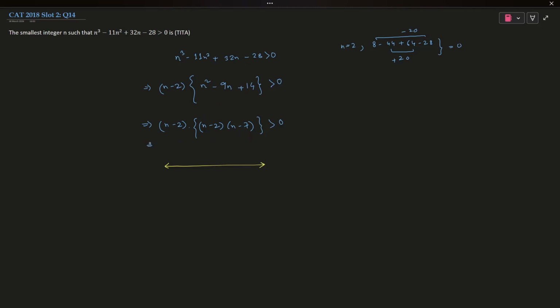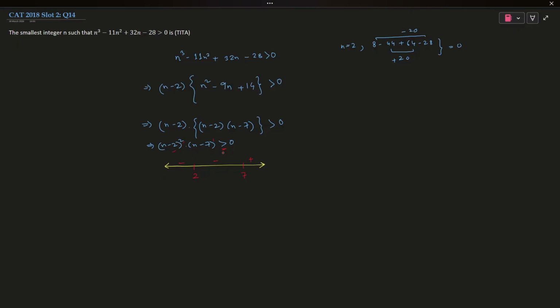From here I can say, combining (n − 2), (n − 2) whole square into (n − 7) is greater than 0. We have multiple roots. Write the roots. What are the roots? The roots are 7 and 2. I will start with positive because the coefficient is positive, then I'll change the sign because the power is odd. Then 2 is the root of this term. What is the power? The power is even, so the sign will not change.